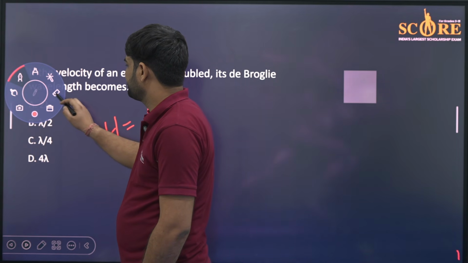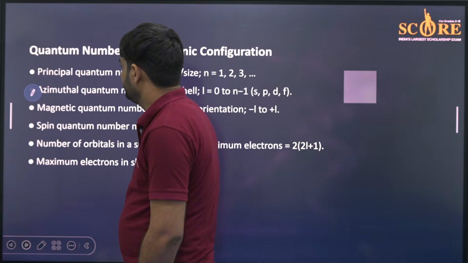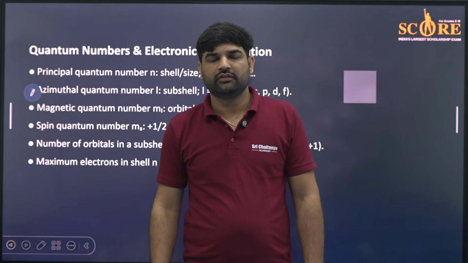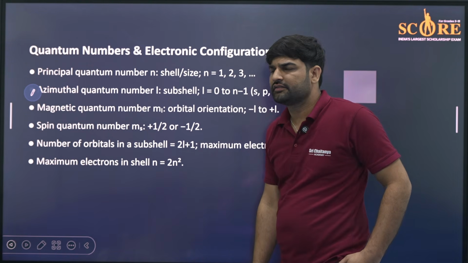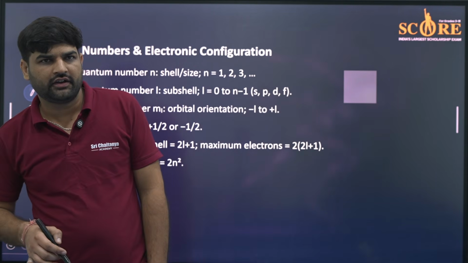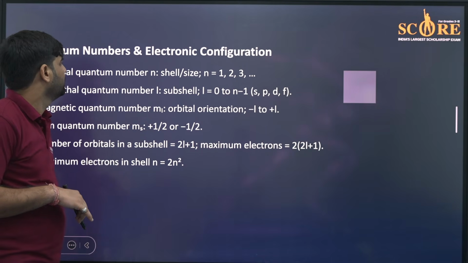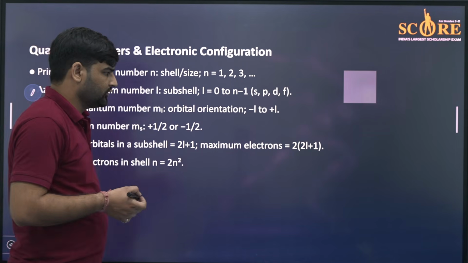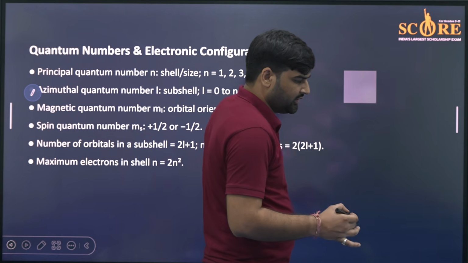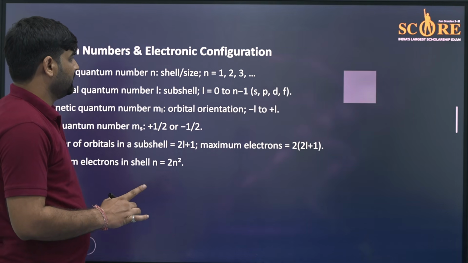Next, we are talking about quantum numbers and electronic configuration. Next we will see quantum numbers and electronic configuration. So what is the need, why do we have to study quantum numbers? The basic need is that we have to find the exact location of an electron in an atom.